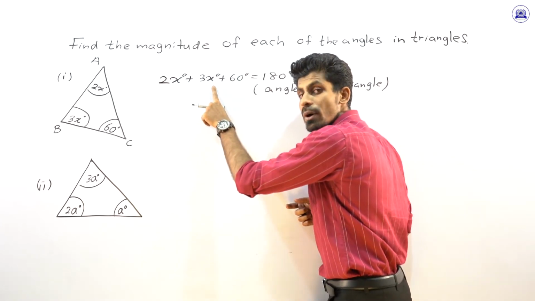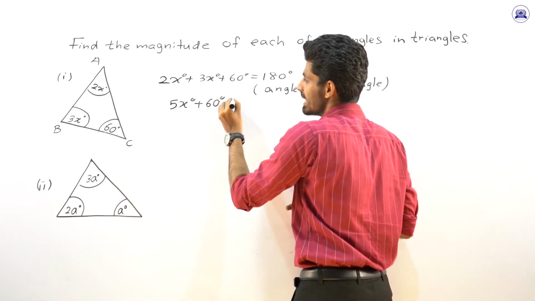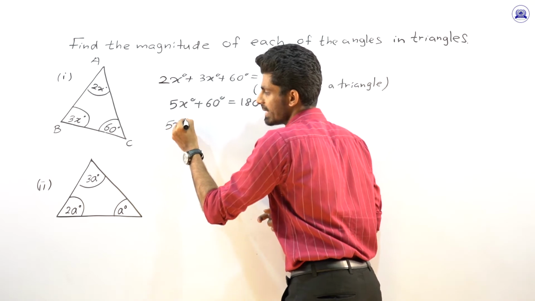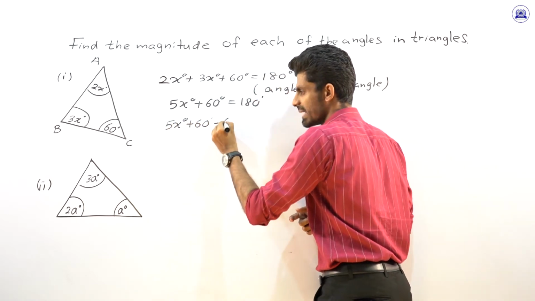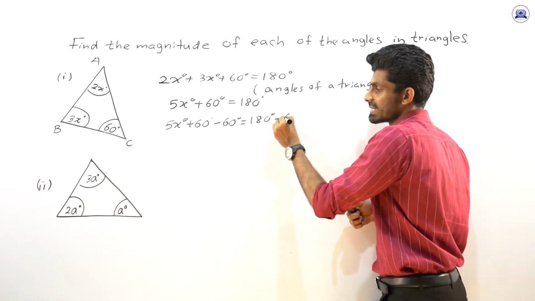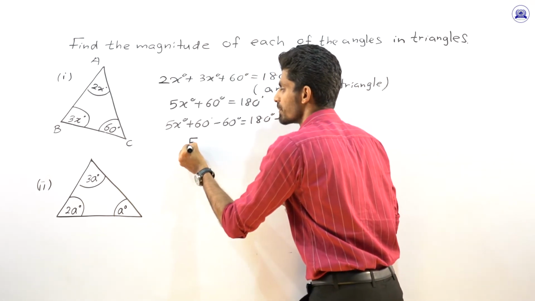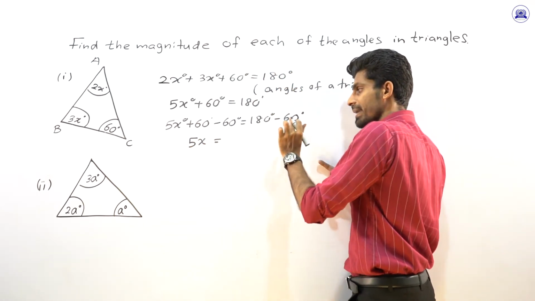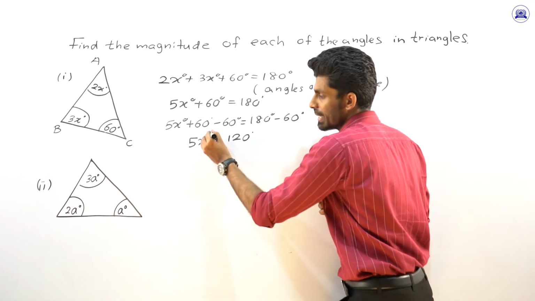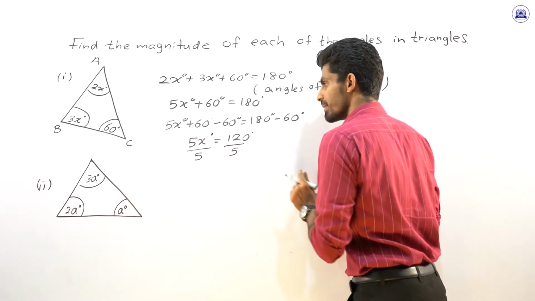2x plus 3x altogether 5x plus 60 equals 180. So minus 60 on both sides: 5x equals 180 minus 60, that is 120. So you need to divide both sides by 5. So 5 to 5 will be cancelled out.